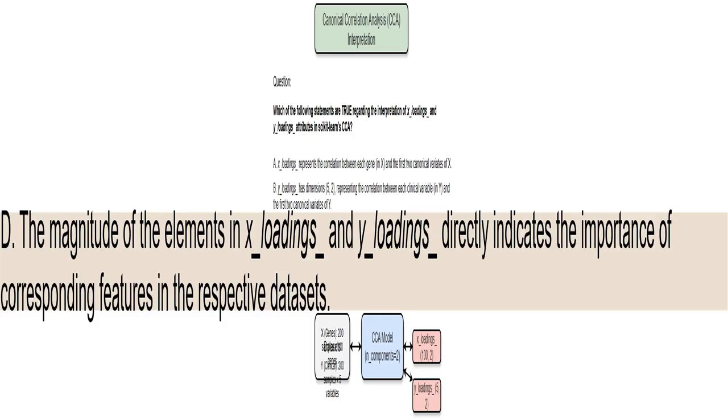This section sets the stage. It gives us the context by defining the two datasets used: X, gene expression data, with 200 samples and 100 genes, and Y, clinical measurements, with 200 samples and 5 variables. This data is what canonical correlation analysis, CCA, is applied to.